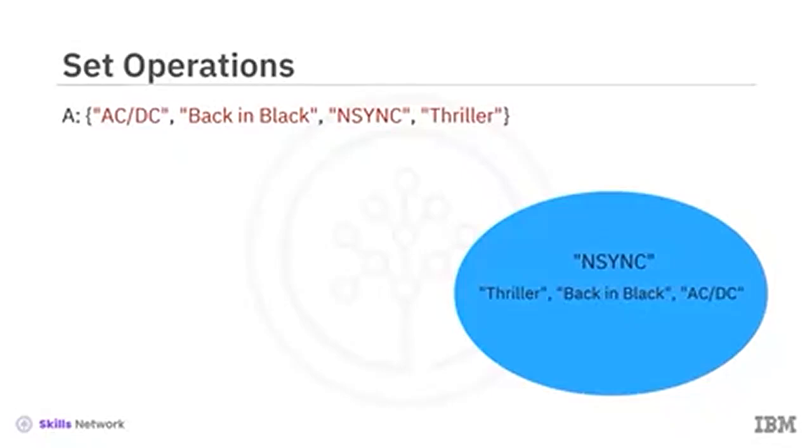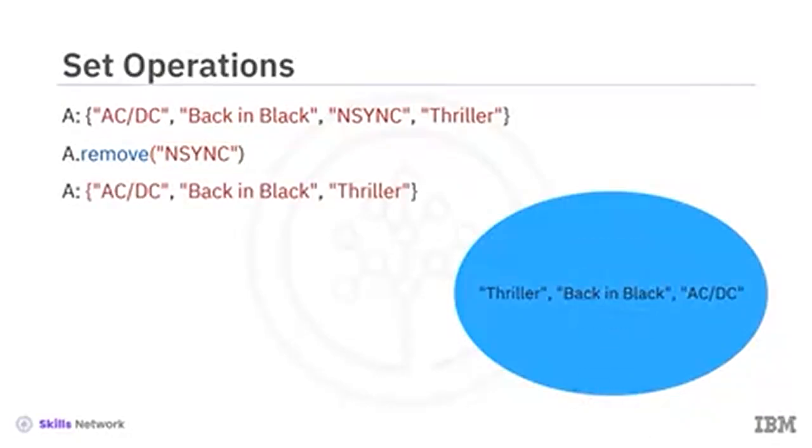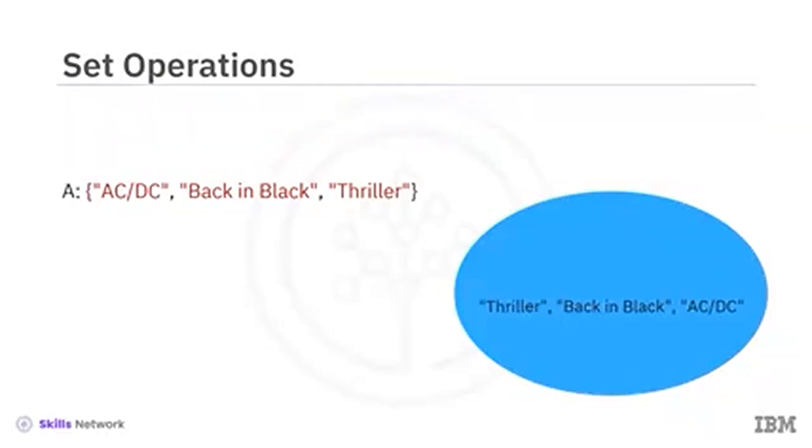Let's say we would like to remove InSync from set A. We can also remove an item from a set using the remove method. We just put the set name followed by a dot, then the remove method. The argument is the element of the set we would like to remove, in this case, InSync. After the remove method is applied to the set, set A does not contain the item InSync. You can use this method for any item in the set.